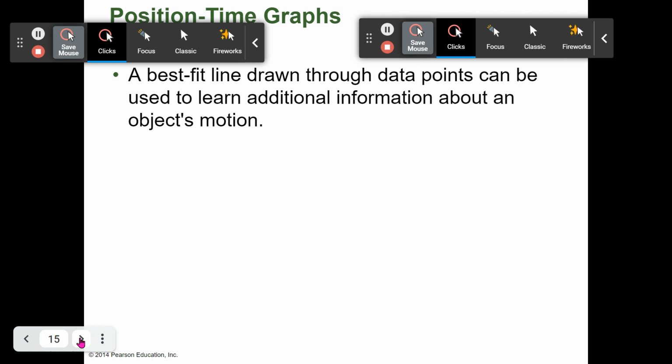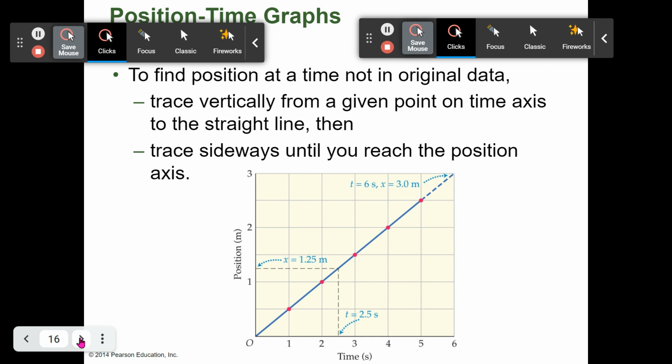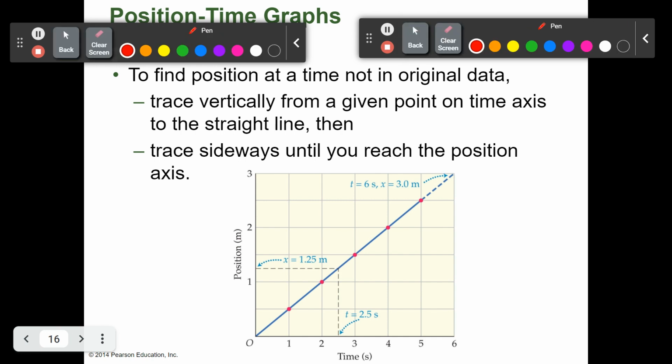So a line of best fit drawn through the data points can be used to learn additional information about the object's motion. So here's the important part. To find position at a time not in the original data... you can write this down, but you probably know this already.